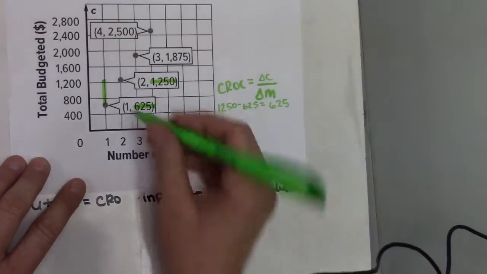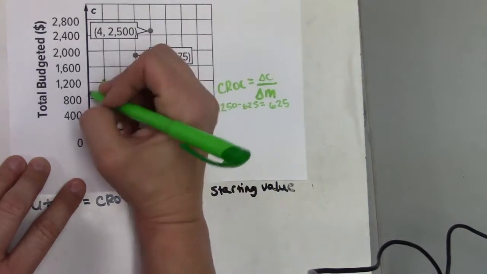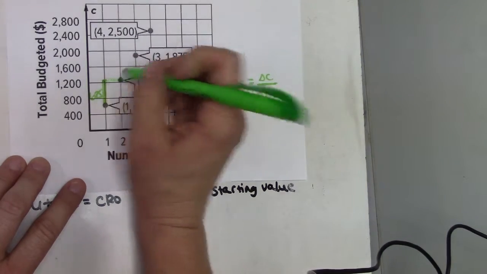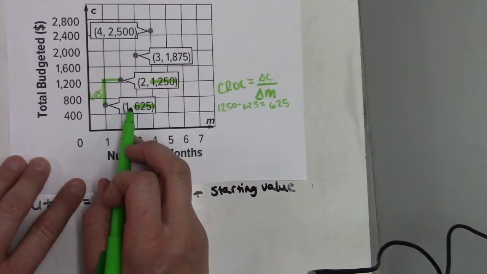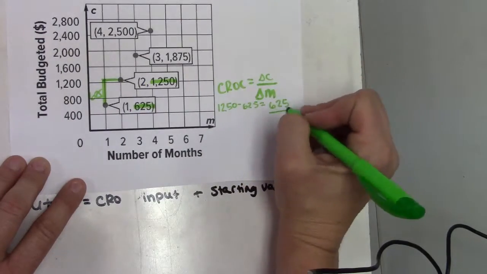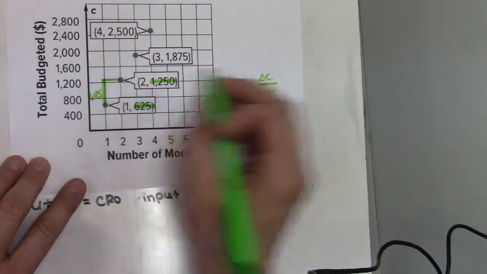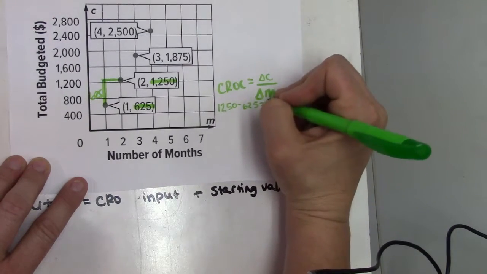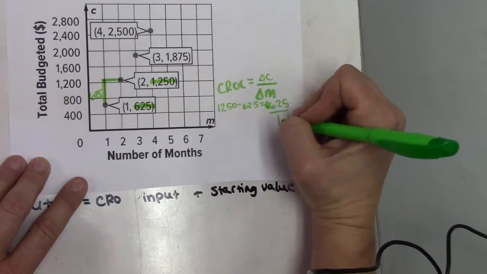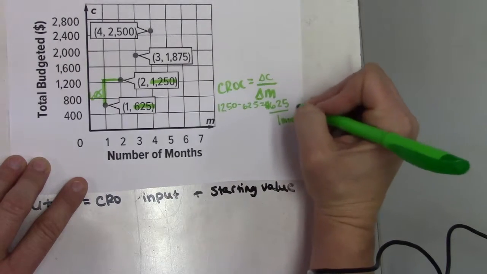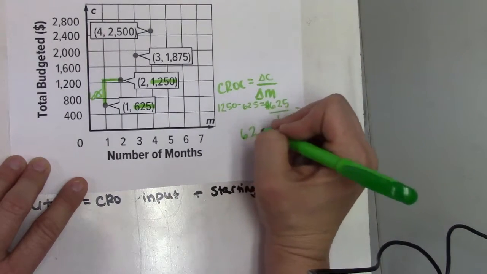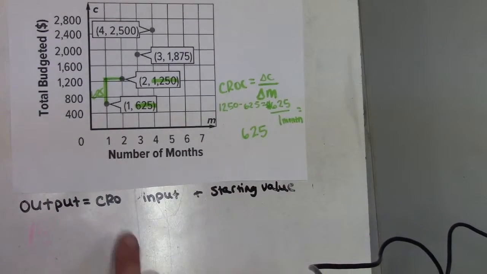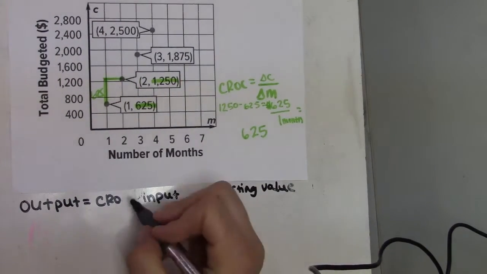$625. Then we need to find the change in our number of months, which would be right here. So we were at 1 month, now we're at 2 months. That change from month 1 to month 2 is a change of 1. So that means our rate of change is $625 every month, or we could just write it as $625 per month. So now we know our constant rate of change.